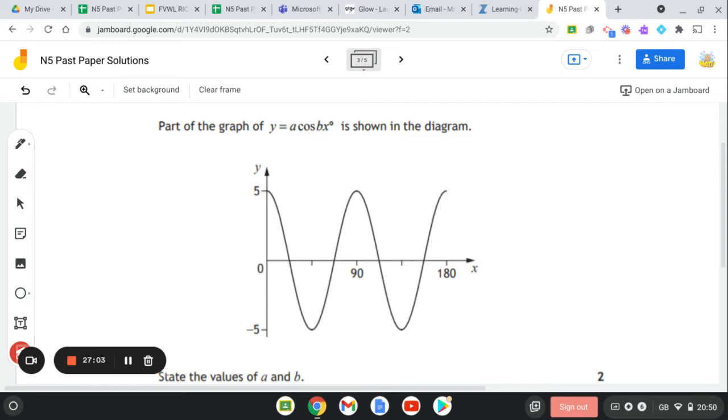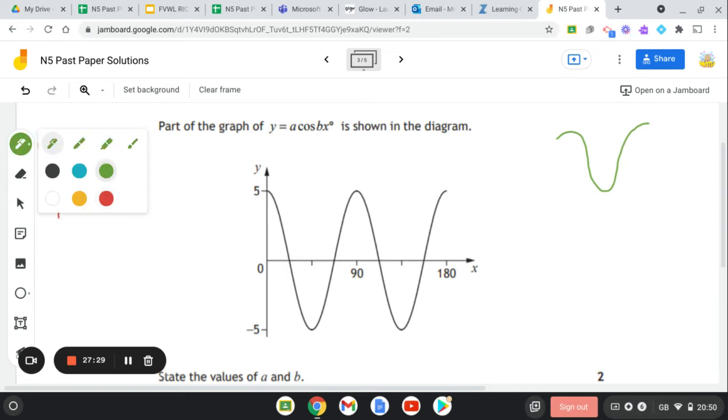Now you know it's a cosine graph because it starts up high, so you should be confident with the basic shapes of your cosine graph, and likewise you should be okay with the basic shape of your sine graph. I'll probably just revise that as well, the basic shape of your sine graph along with the basic shape of the cosine graph.